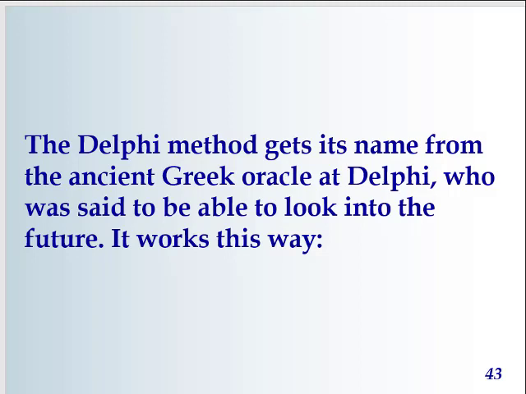The Delphi method actually gets its name from the ancient Greek oracle at Delphi, in Greece. An oracle means something like a priest or prophet or messenger of God, who gets the message from God, right? So it gets its name from the ancient Greek oracle located at Delphi, who was said to be able to look into the future. It's a kind of legend that he was talking about the future. So how does the Delphi method work in our case, in capturing tacit knowledge, right?